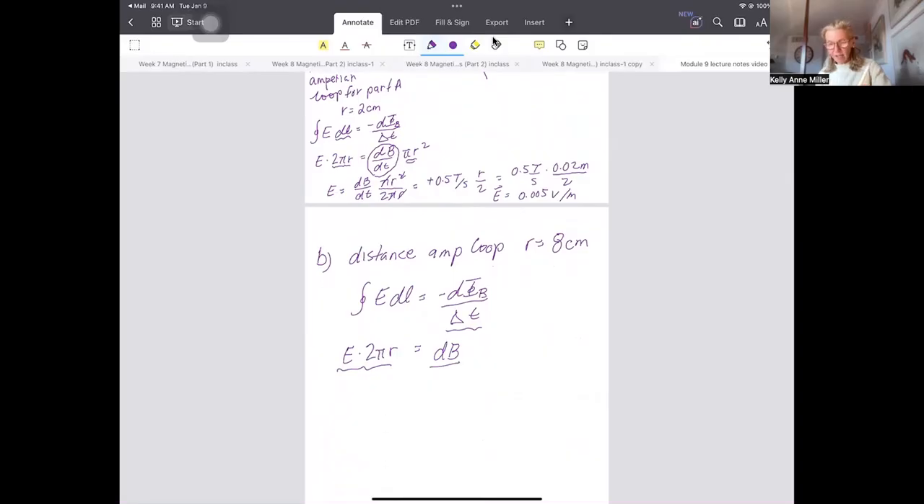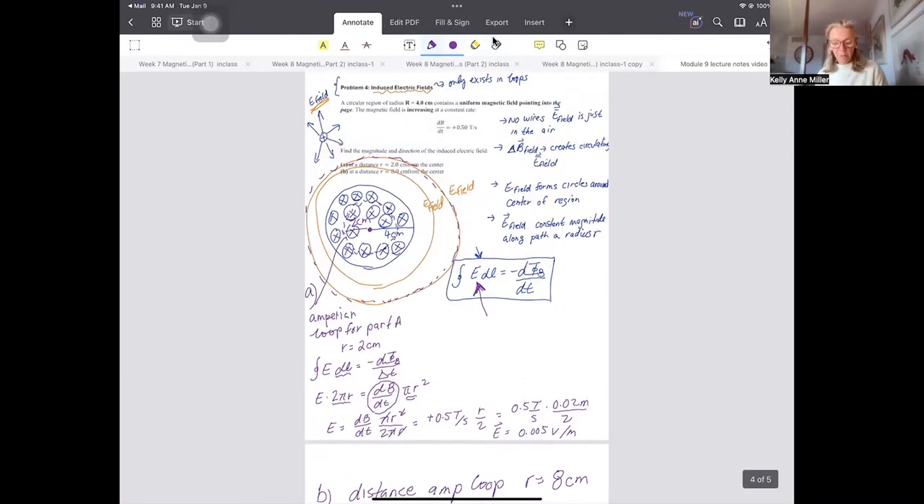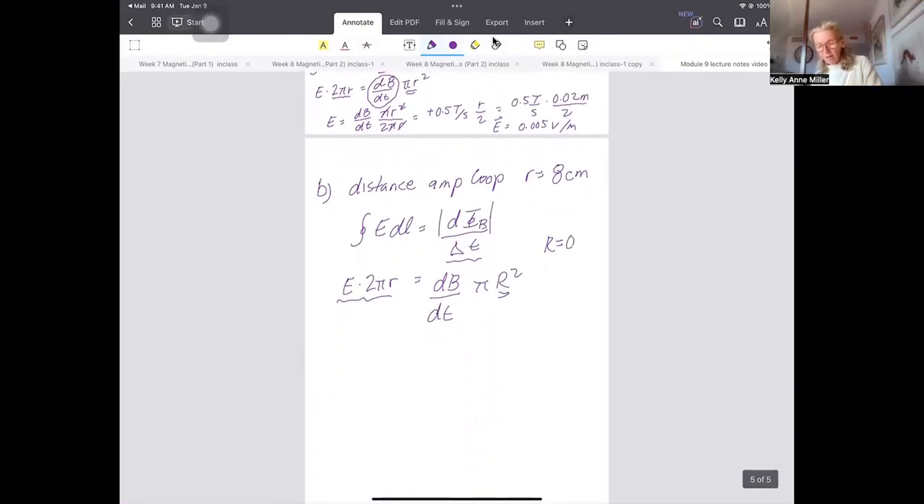And again, I'm just going to do absolute value here. So this is dB dt, and it's pi r squared. And that r is big R, from the geometry of the problem. It's 4 centimeters. Okay. So now the R's are not the same.